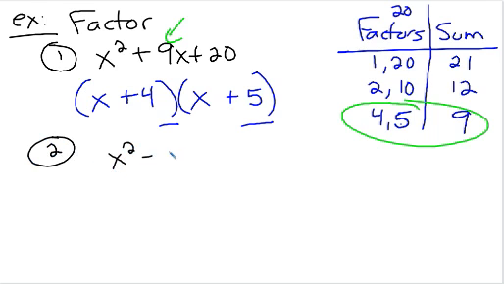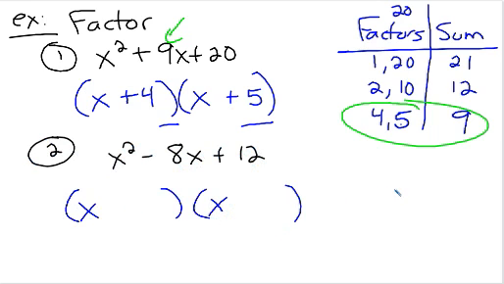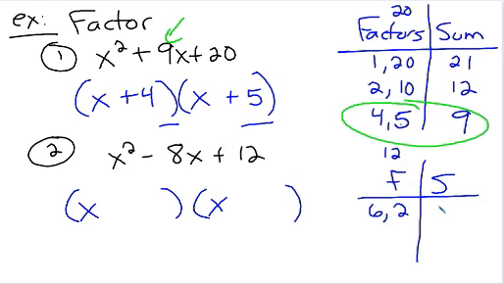Let's say that we had x squared minus 8x plus 12. Well, we know we're going to have two binomials. We know we're going to have an x and an x. But we need to make a little chart here to think about our factors of positive 12. So obviously 6 and 2, 6 times 2 is 12, but 6 plus 2 is positive 8. That doesn't work because I need my middle term to be a negative 8. So how about negative 6 and negative 2? Negative 6 times negative 2 makes positive 12. Negative 6 plus negative 2 is negative 8. So I need this to be minus 6 and minus 2.